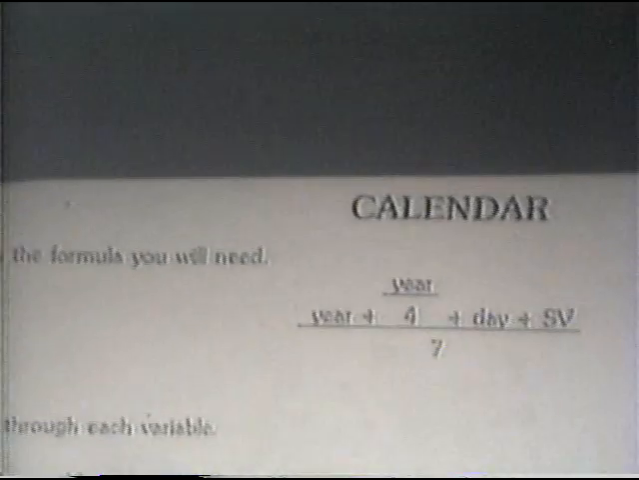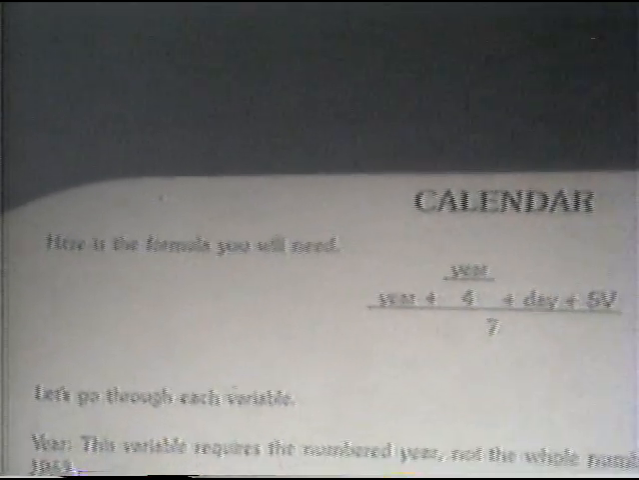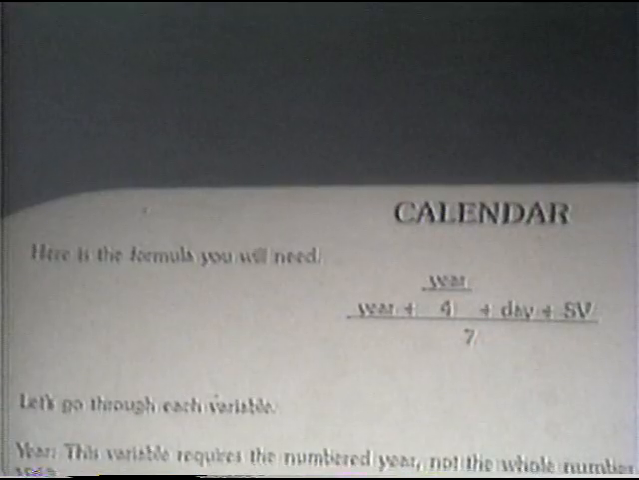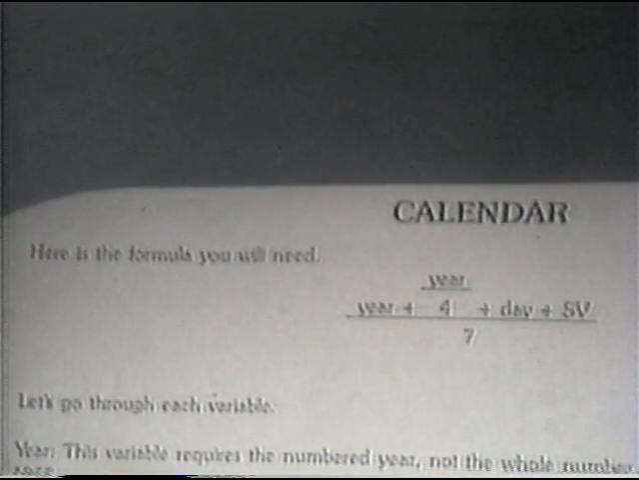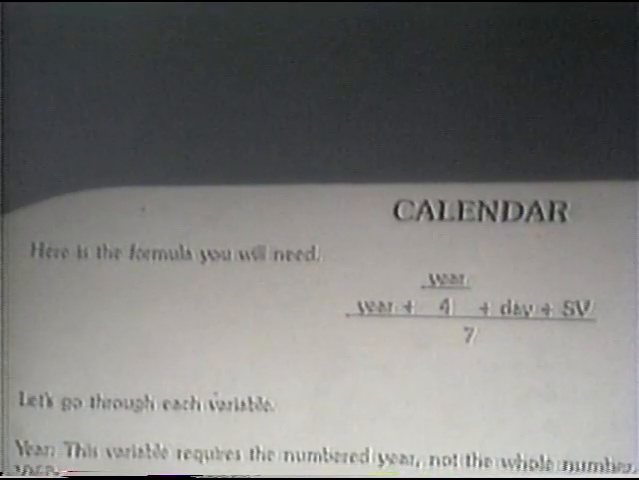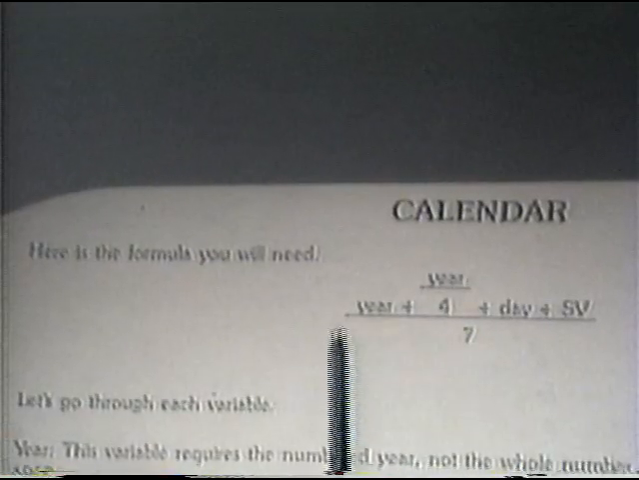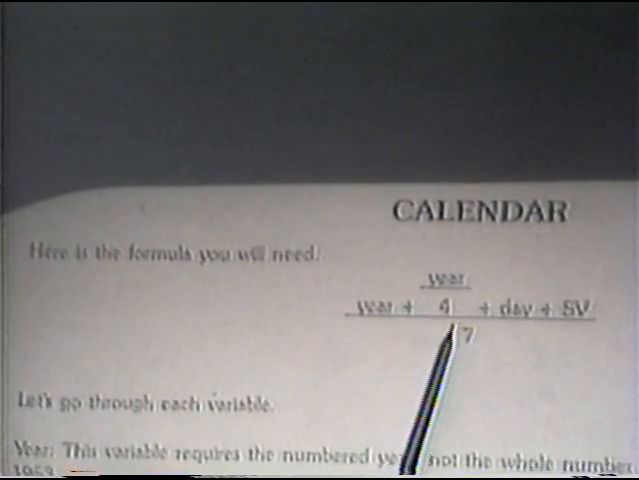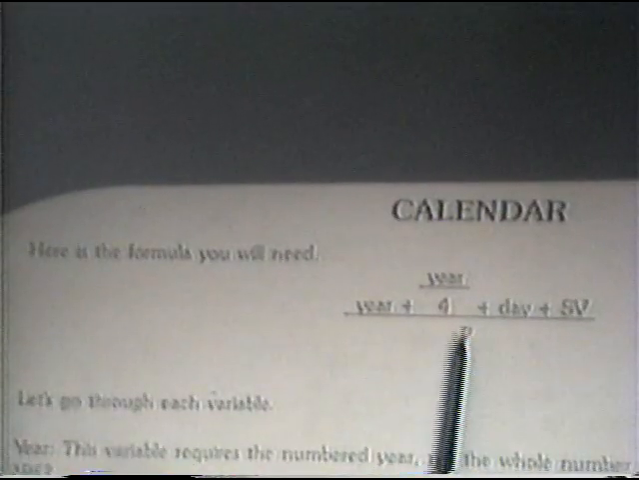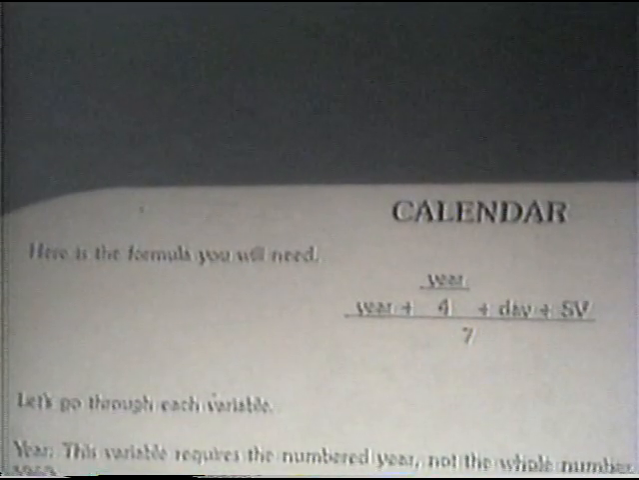Okay. Now, I want to give you a little problem to solve here. Here's our problem. I'm going to do this. We have a calendar, right? Here's the formula you need. You need to put year, just as you see it here. We have year. You put a line under it. Then you put year plus 4 plus day plus SV, and put a long line and put that over 7. That's what we call a formula.